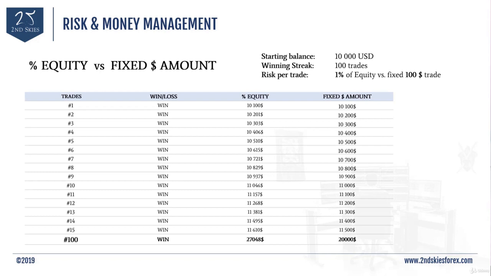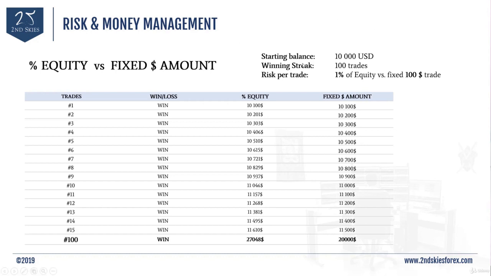Okay, so we talked about the percent equity risk model versus fixed dollar amount, and I wanted to show you a couple of scenarios of which one does better. So let's say you started off with a $10,000 account, and let's just say you had a 100-trade winning streak. You won 100 trades in a row, which I've seen done before. I'm trying to think of what my largest winning streak was. Probably maybe 20, 25 trades in a row. I don't think I made it quite to 30, but 20, 25 trades in a row.